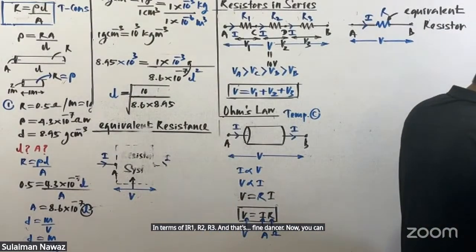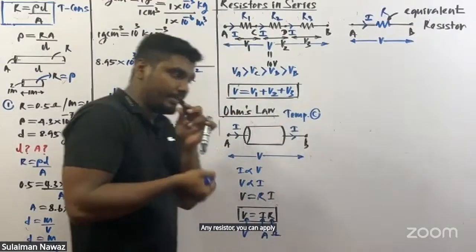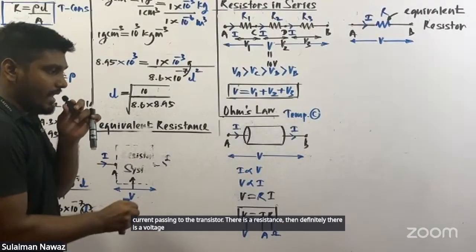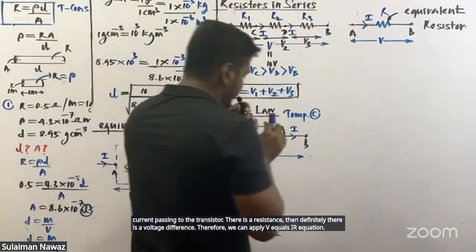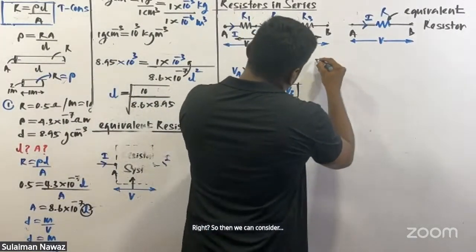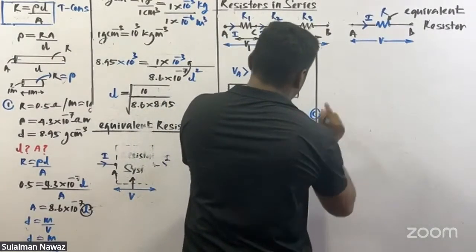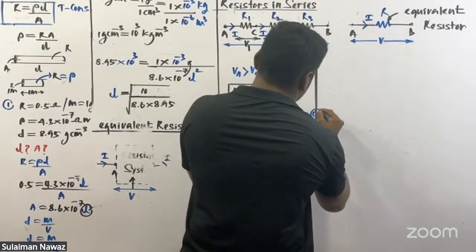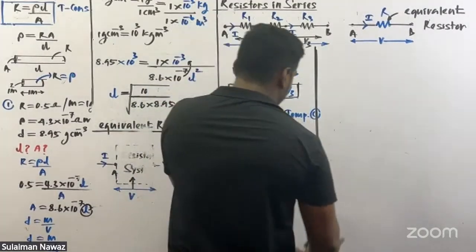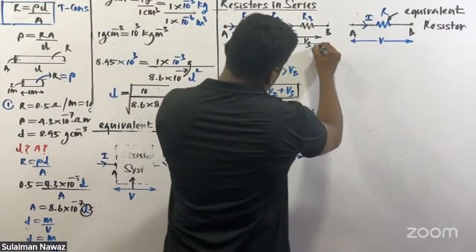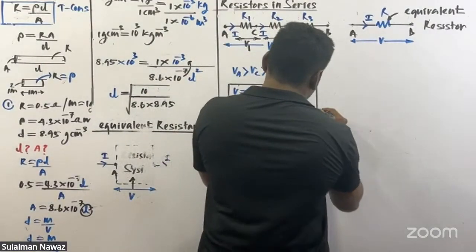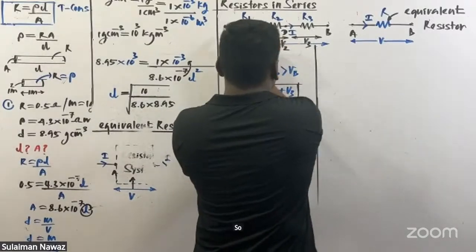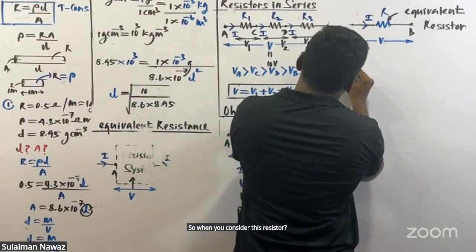Now you can apply V equals IR for any resistor. You can apply V equals IR for a resistor because there's a current passing through the resistor. There is a resistance. Then definitely there is a voltage difference. Therefore, we can apply V equals IR equation. Right? So then we can consider the answer. So when you consider this resistor, I draw it again for our understanding.